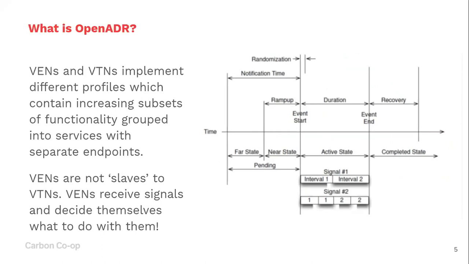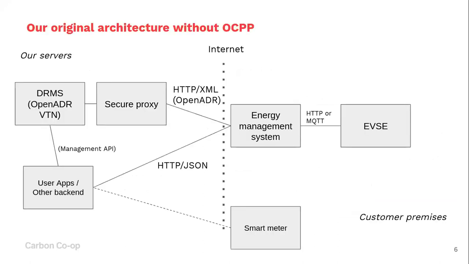Messages themselves can contain quite a range of different information, but usually they're quite focused on describing demand-side response events. I think it's quite important to point out, and this was highlighted in a previous webinar, that the standard is very much focused on information exchange rather than explicitly on control. So the clients and the servers that are involved, they're not slaves to each other. It's much more about informing different systems about what's going on, and then expecting them to deal with that information themselves.